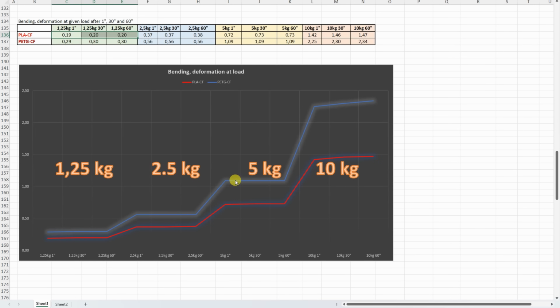But very interesting is that these parts are nearly horizontal, very minimal angle I have here with the 10 kilogram load, so very minimal creeping. But this material performs very good in this bending test.